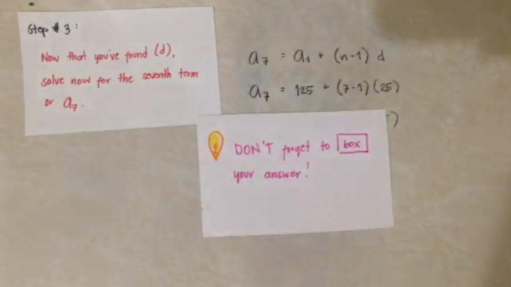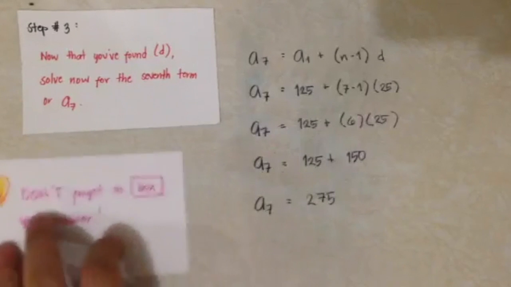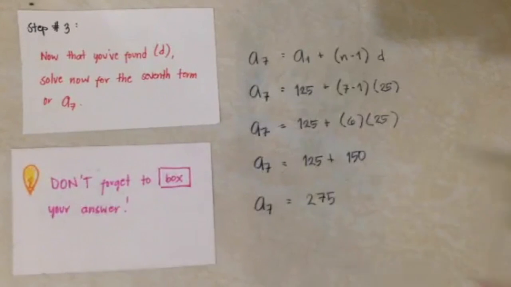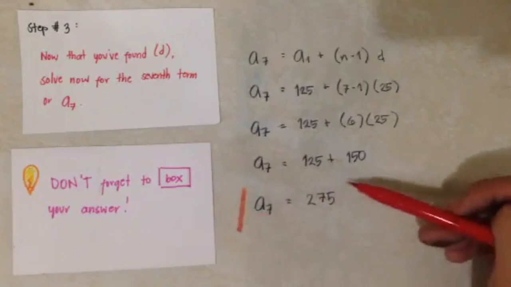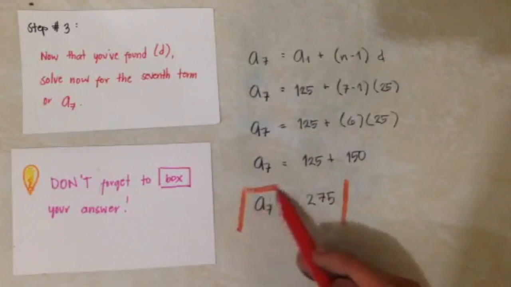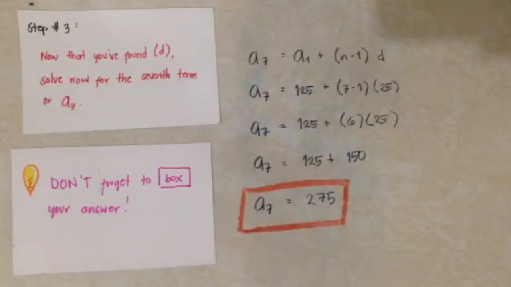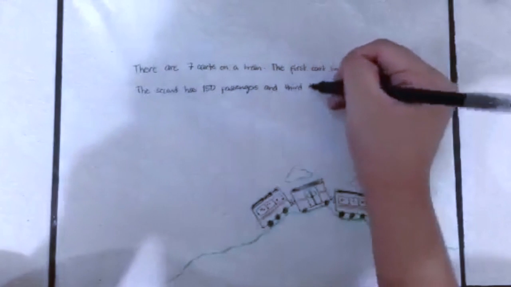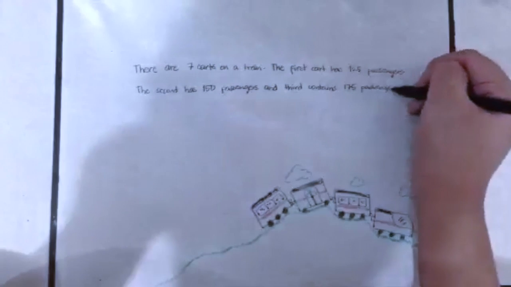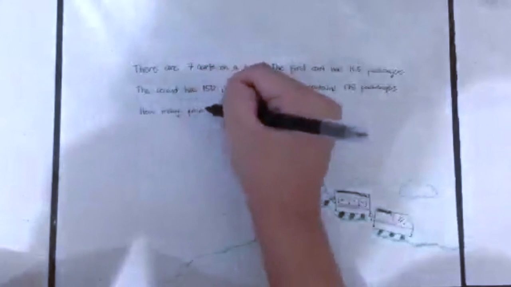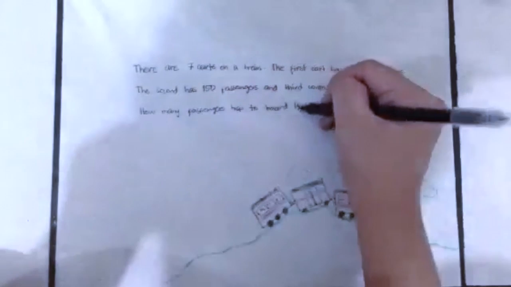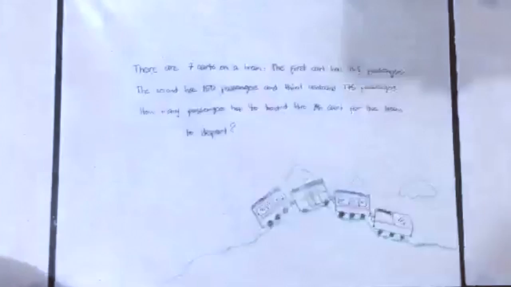Remember, don't forget to box your answer. So your final answer for the word problem would be a sub 7 is equal to 275, or you would need 275 passengers on board the seventh cart of the train for it to depart.